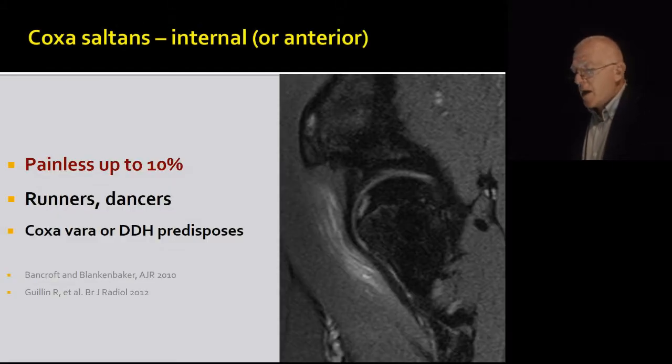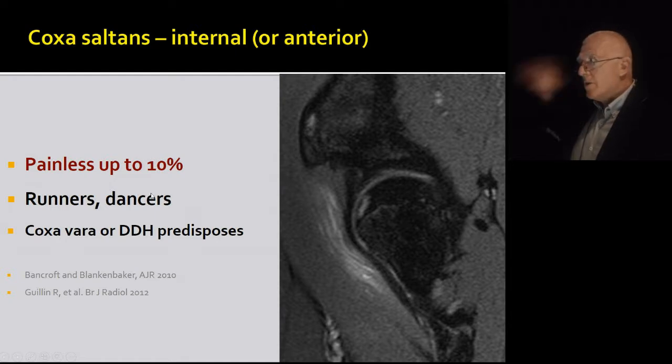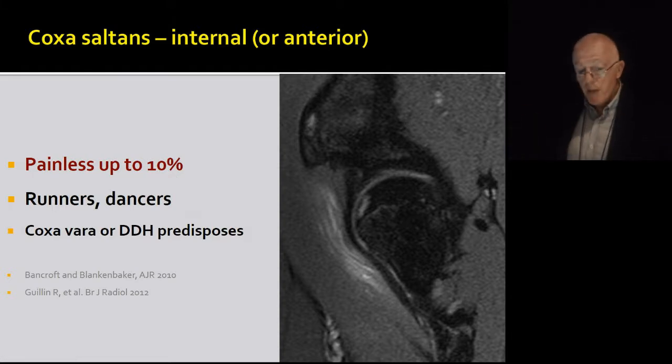The internal type, or anterior type, or coxa saltans impingement, is the one related to the abnormal course, contact or impingement of the iliopsoas tendon. This can be quite often painless. In 10% of patients, there is a sound. The clinician can feel the snapping in the anterior part of the hip joint, but there is no pain.